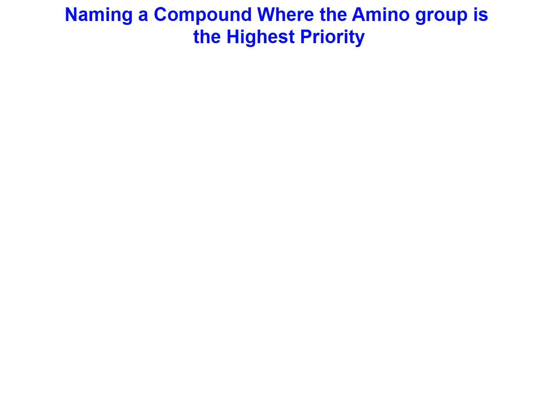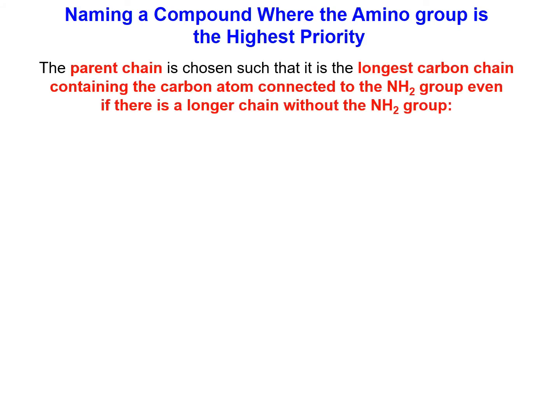Let's consider a few more examples demonstrating the priority of the amino group over other functional groups such as alkyls and halides. The parent chain is chosen such that it is the longest carbon chain containing the carbon atom connected to the amino group, even if there is a longer chain without the amino group.